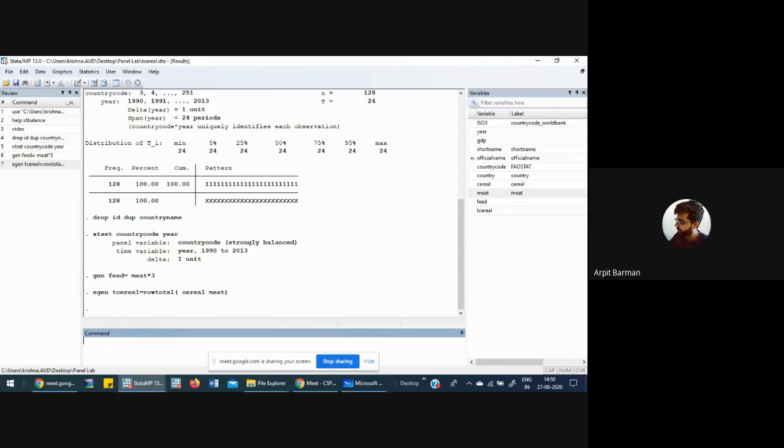Excuse me, sir. Yeah, what's the difference between using the gen command or the egen command? Like, why can't we use gen, gen total cereal equal to row total?